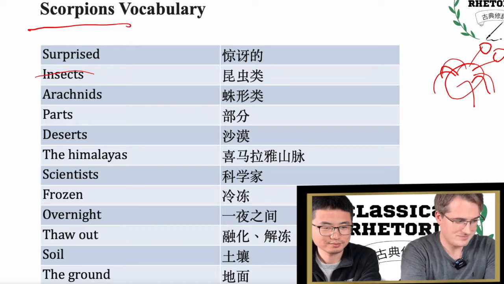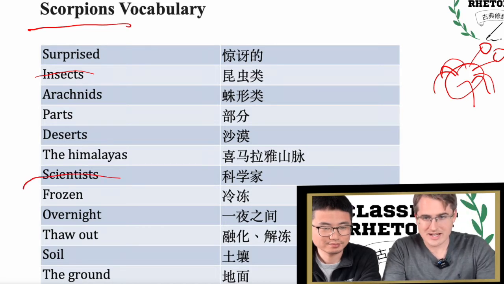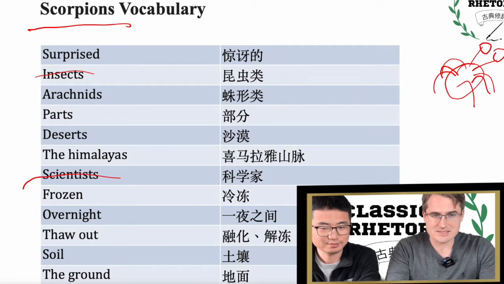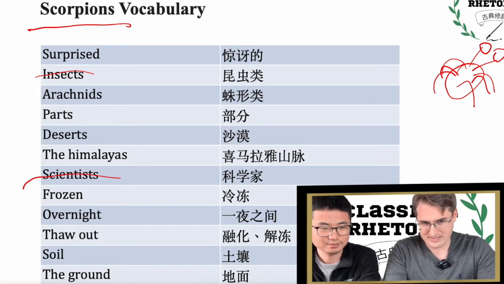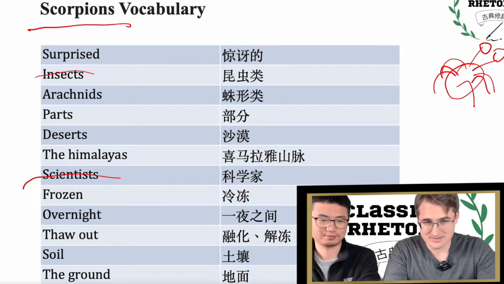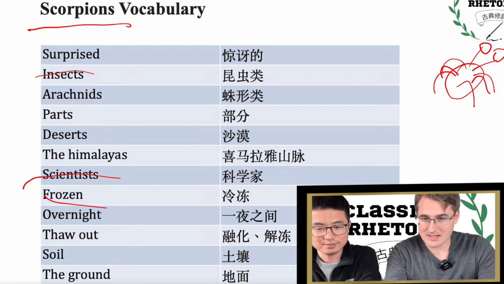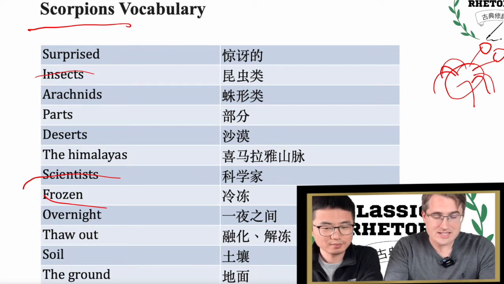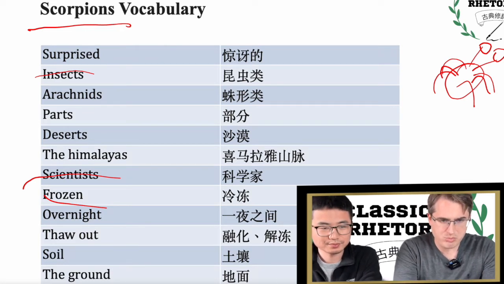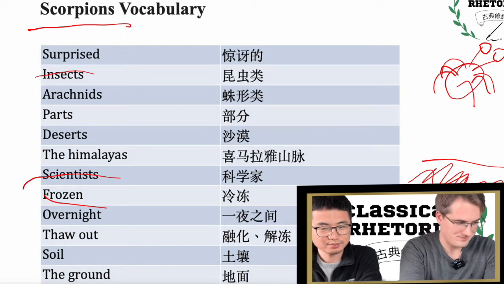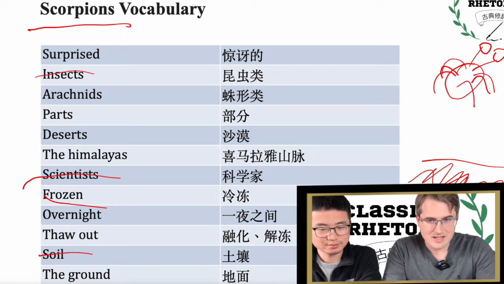Scientists. Thank you. Scientists. Okay. Next, Chris. Which word means something that's very, very cold? It's ice. Frozen. Thank you. Okay. Next is Joseph. Tell me, which word means the brown stuff on the ground? Soil. Thank you.